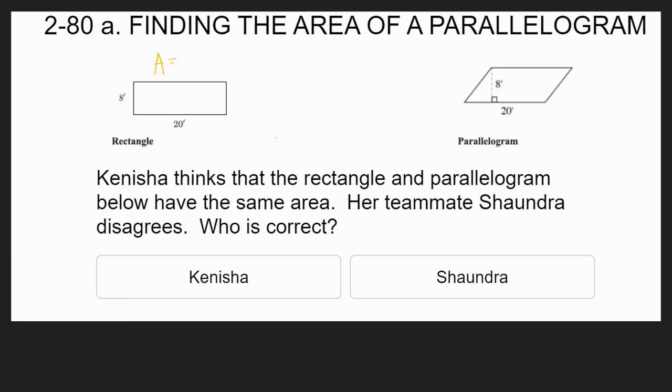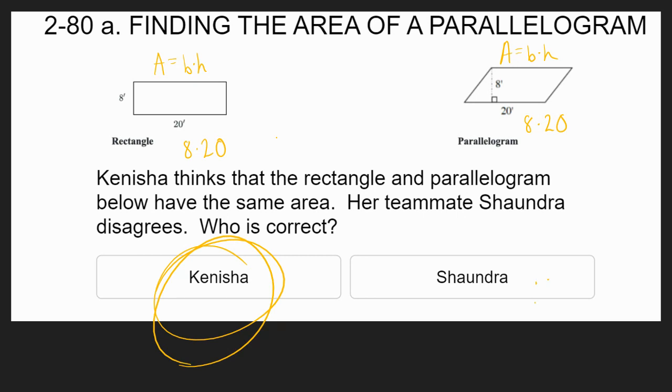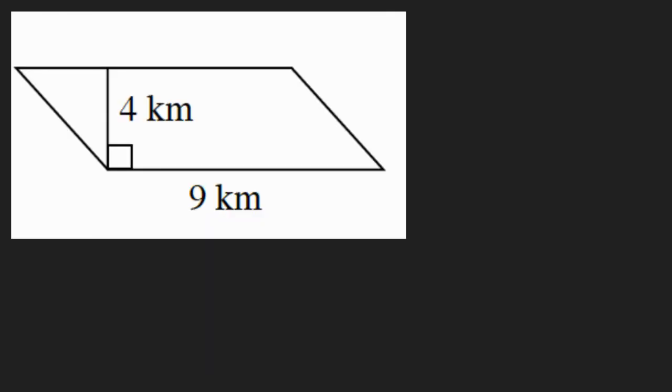So area for a rectangle is just base times height, or in this case, 8 times 20, which means for the parallelogram, it's going to be the same. So let's see who was right here. Kanisha was right. Too bad, Chandra. Maybe next time. So let's take that knowledge and apply it to an actual problem here.